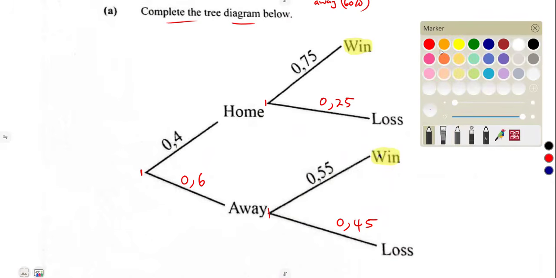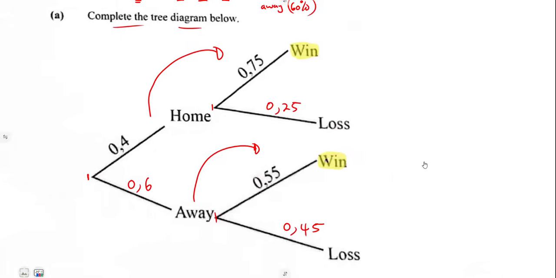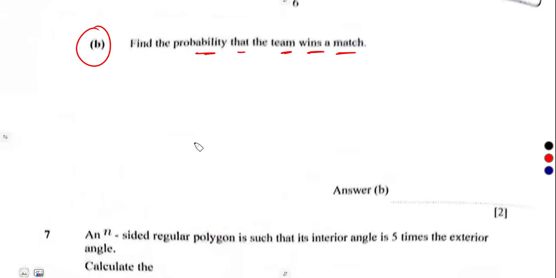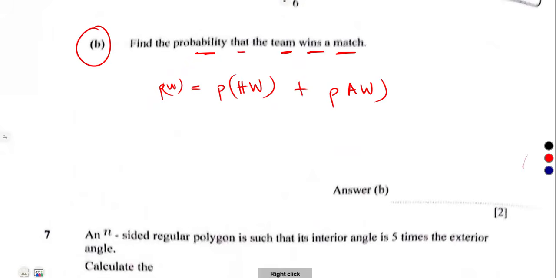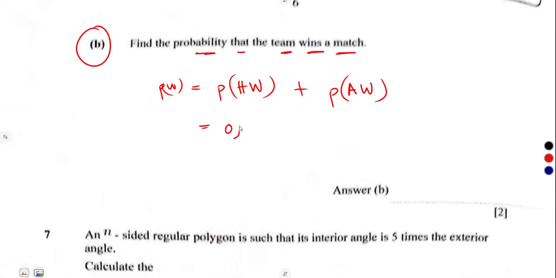So they can win whilst they are playing at home. So it can be home and win, or away and win. So that was the condition of what we are given, the probability to win. It is they are playing at home and they win, or they are playing away and they do win. This is the condition that we are simply referring to. All right. So home and win. It simply means home is what? 0.4. The win is what? 0.75. You multiply along the branch.